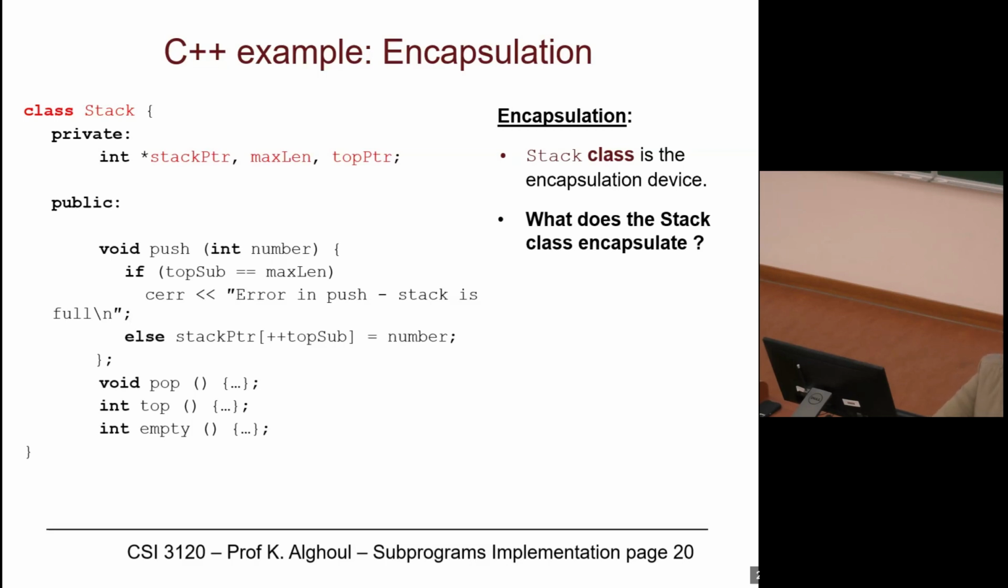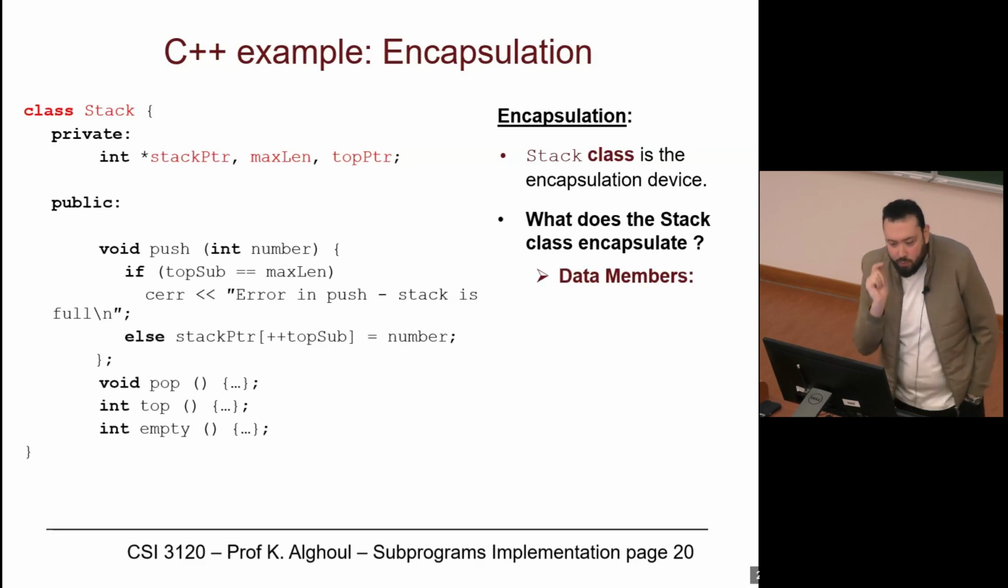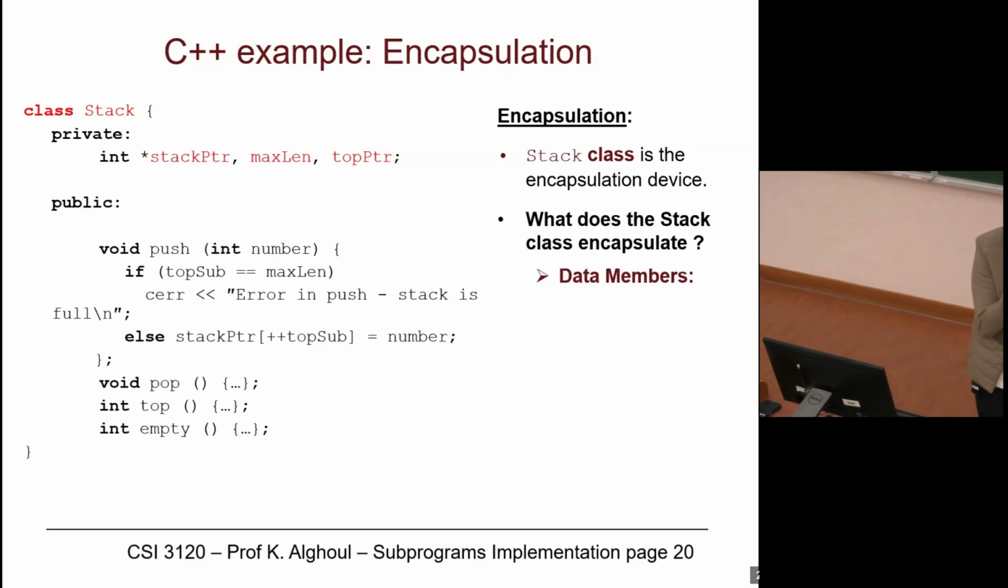If you go back to the first slide about the stack, we said you need two main things. Michael mentioned operations and methods. We're going to cover them. What else did we say you need? Data. So the first thing that you need to encapsulate, what does the stack class usually encapsulate? Data members. They're called data members. In this case, what are the data members?